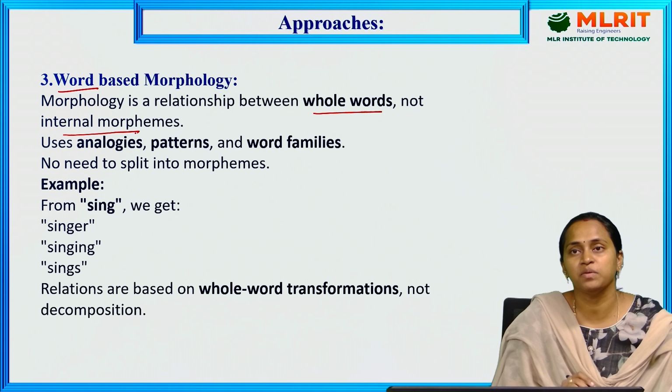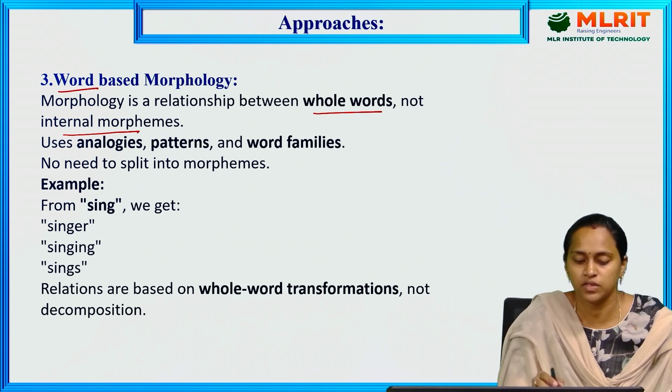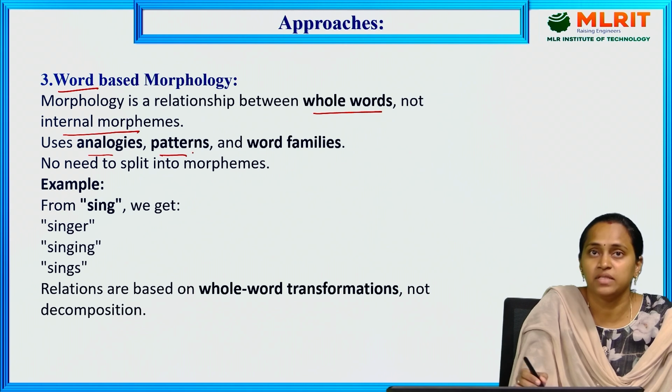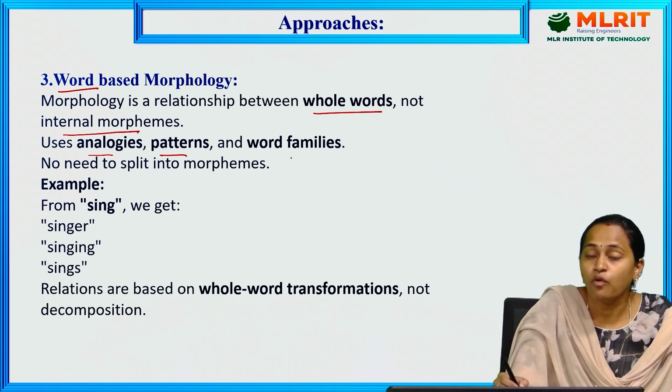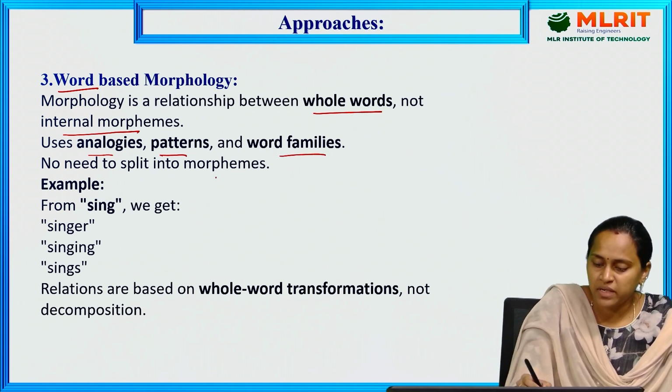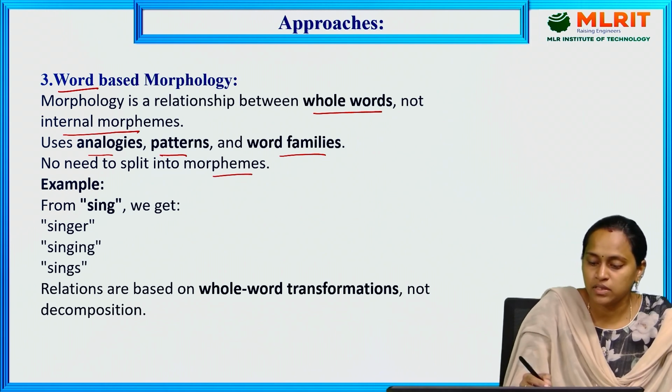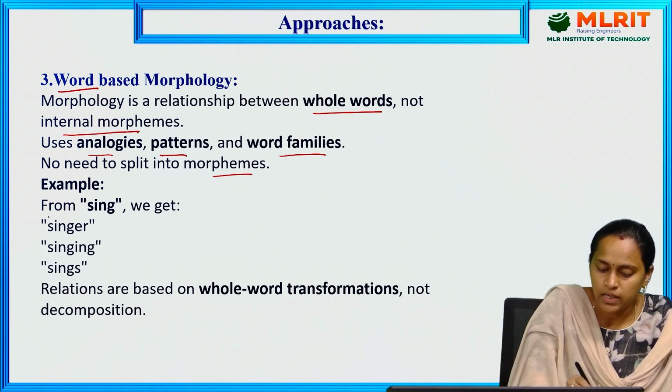This is a relation between the complete sentence of the words. That means here we are using the analogies and patterns, that means regular expressions and word families. No need to split the morphemes. That means we only split into single small units. From here, see the example.